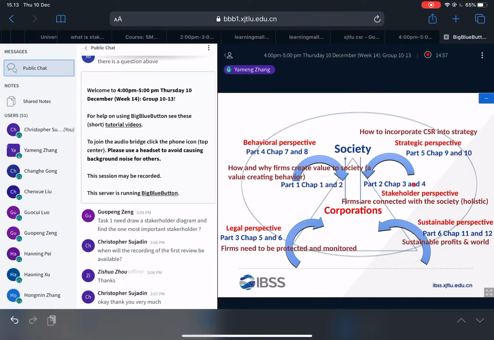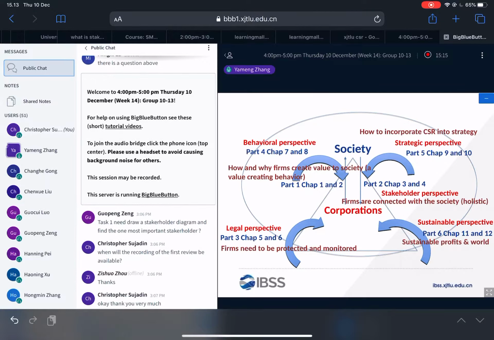We noticed that we introduced CSR from different perspectives. There are 6 different perspectives, but there are still a lot of links between each of the perspectives. So is it clear so far? Just press 1 to let me know if it is clear to you.